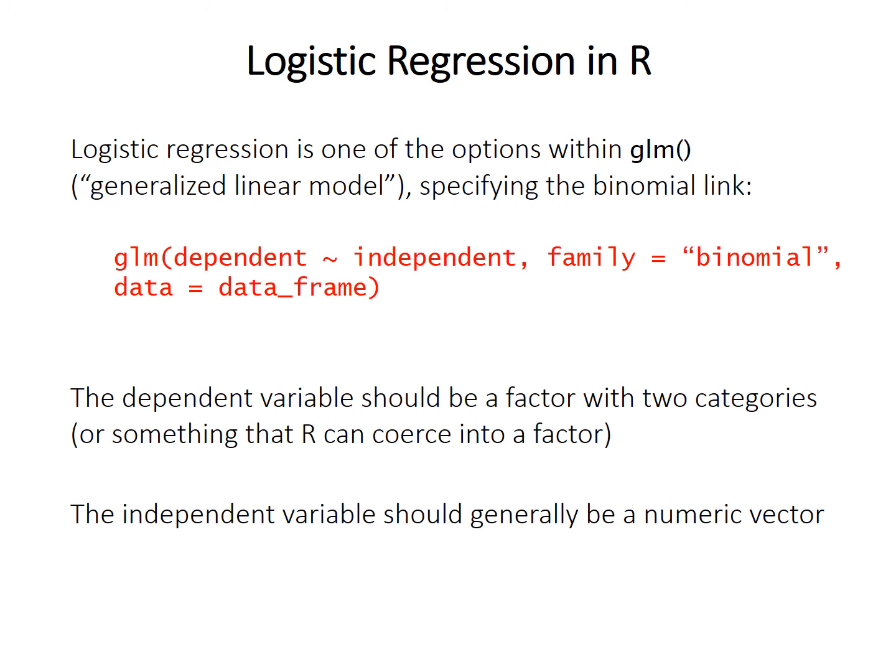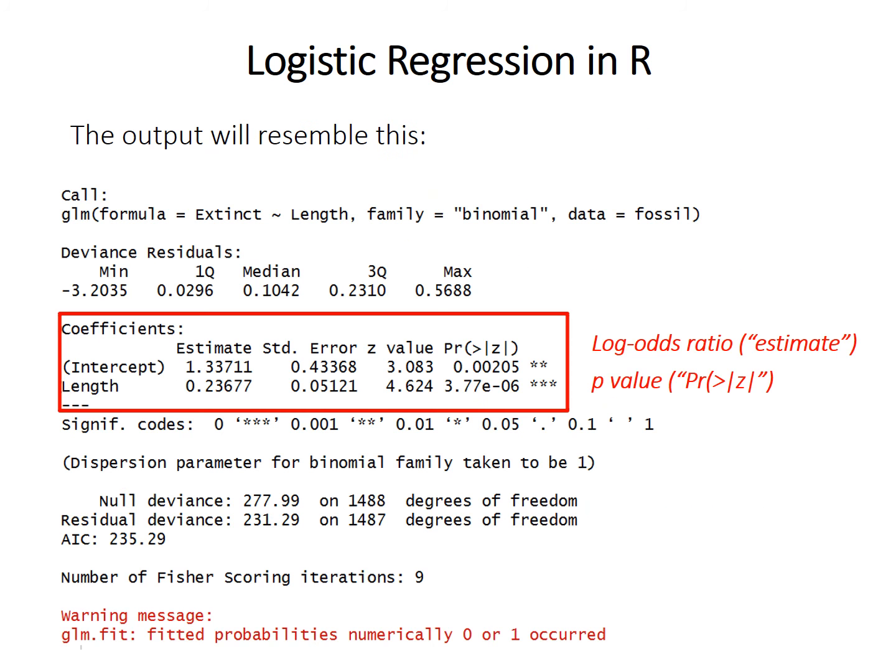So remember that the dependent variable should be a factor with 2 categories. It doesn't have to strictly be a factor variable in R as long as there's only 2 categories, because R can sort of force that into a factor as it's doing this. And the independent variable should be a continuous numeric vector if you only have 1. You can do multiple logistic regression with multiple independent variables, but we're not going to really discuss that.